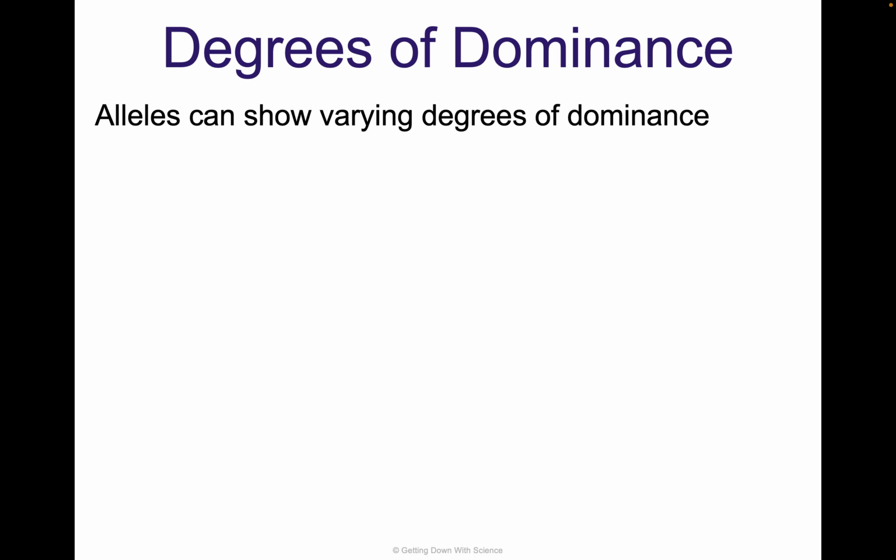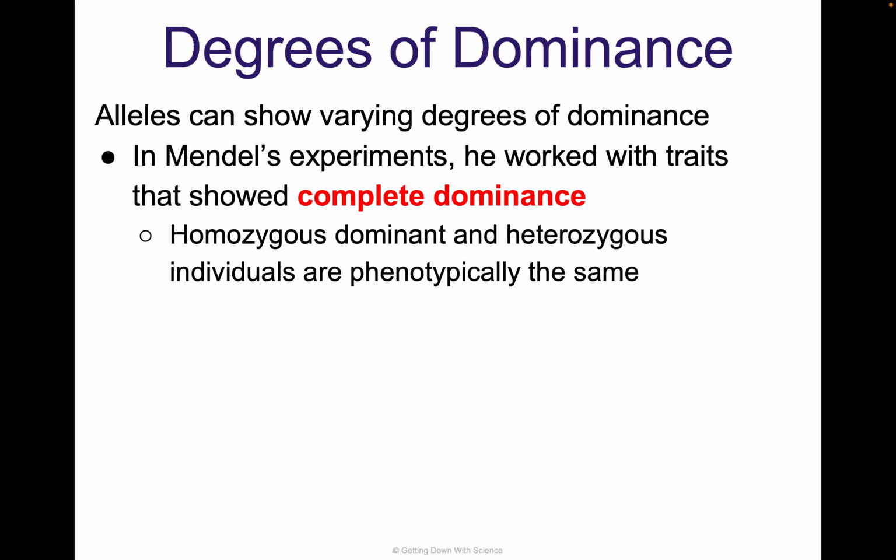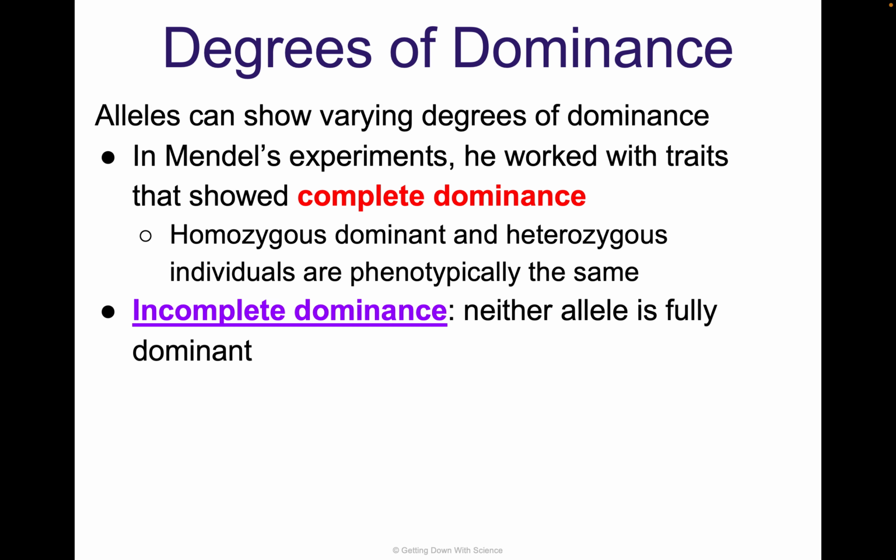Alleles can show varying degrees of dominance. In Mendel's experiments, he worked with traits that showed complete dominance. So that means purple is dominant to white, right? Homozygote dominant and heterozygote individuals are phenotypically the same. So it doesn't matter if you are homozygote dominant or you are heterozygote, you look the same.